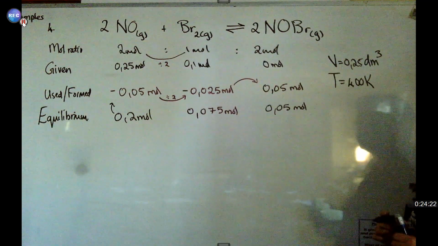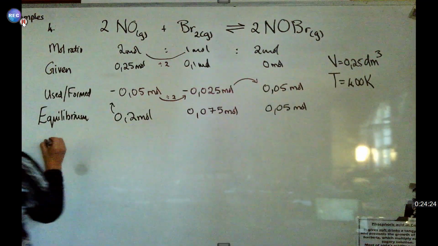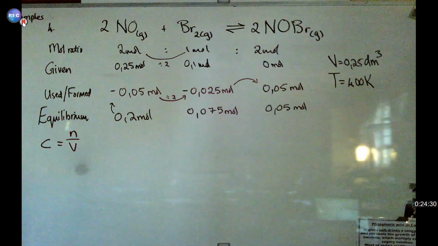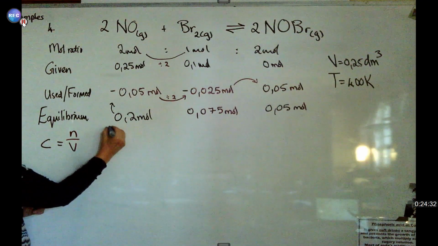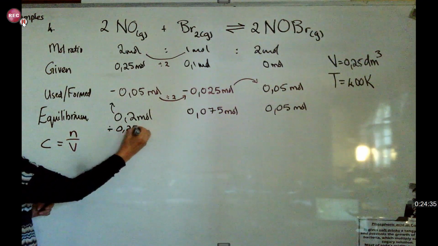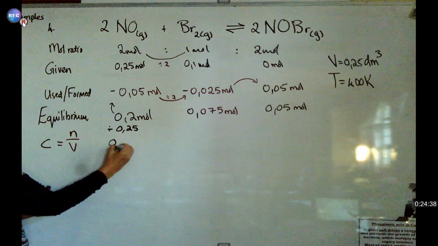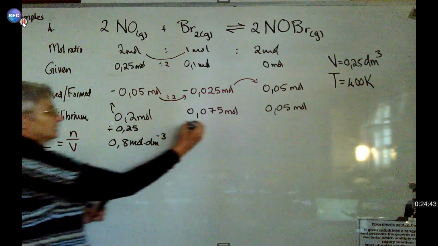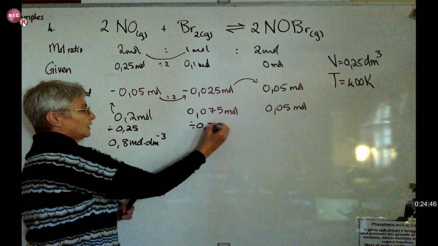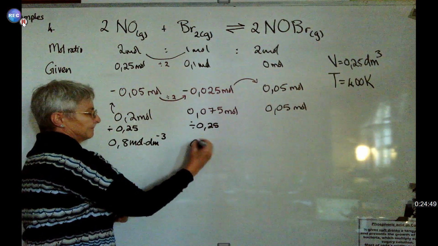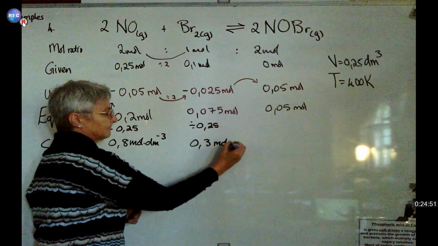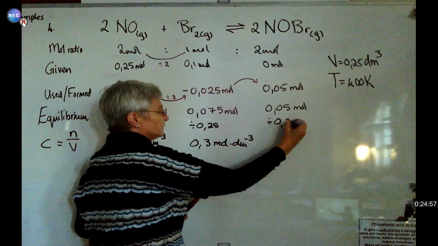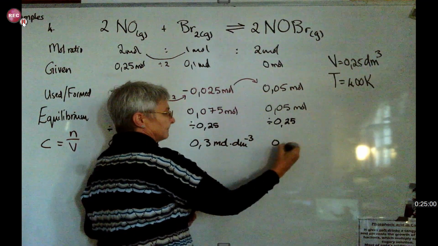Can we get our equilibrium concentration? Yes. So concentration is moles divided by volume. So here I need to divide by 0.25, and we get 0.8. And here we need to divide by 0.25, and we'll get 0.3. And here we have to divide by 0.25. What do we get? 0.2.